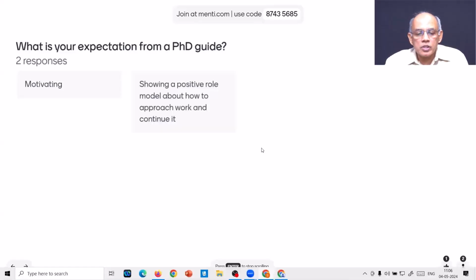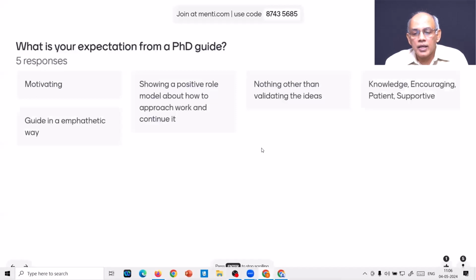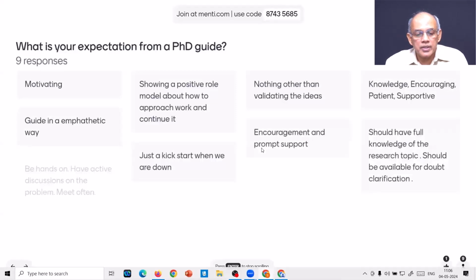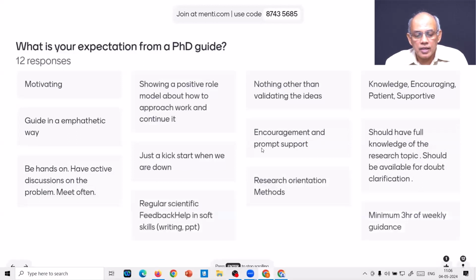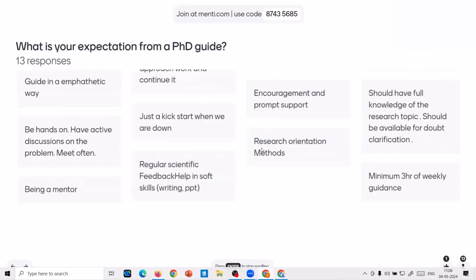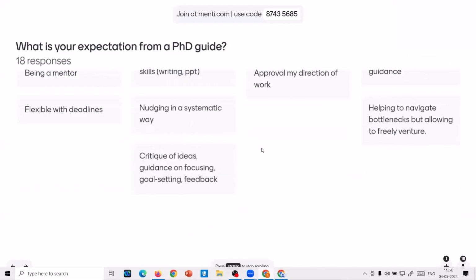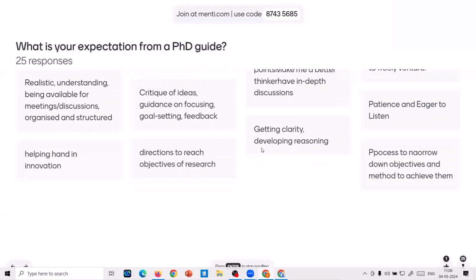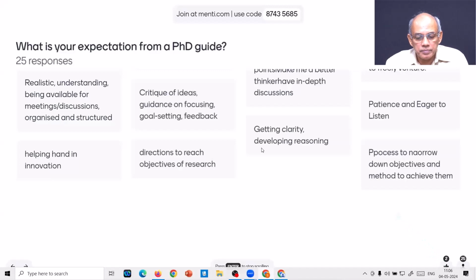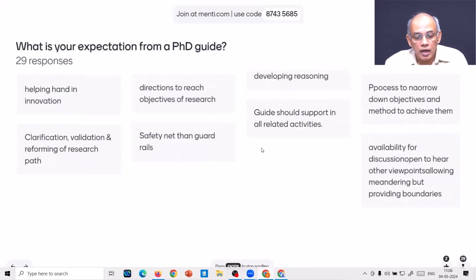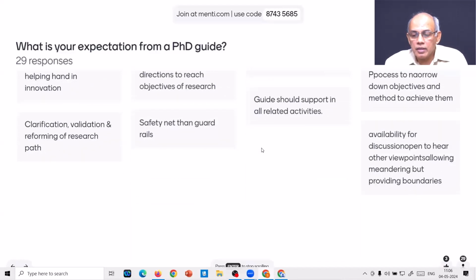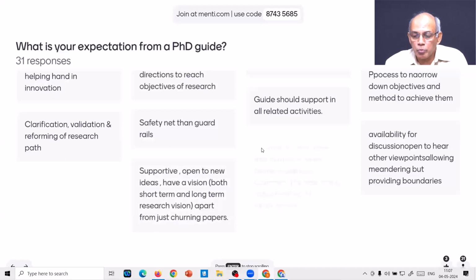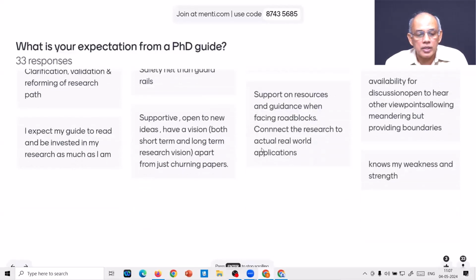Motivating, showing a positive role model, validating ideas, knowledge, encouraging, patient, empathetic way, kickstart, regular scientific feedback, help in soft skills, being a mentor, nudging in a systematic way, helping to navigate bottlenecks, guide me at crucial points, getting clarity, helping hand in innovation, safety net rather than guardrails, availability for discussion, open to hearing other viewpoints, allowing meandering but providing boundaries, be invested in my research as much as I am, knows my weaknesses and strengths.